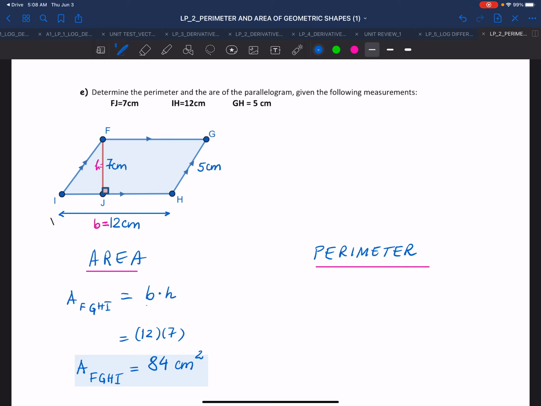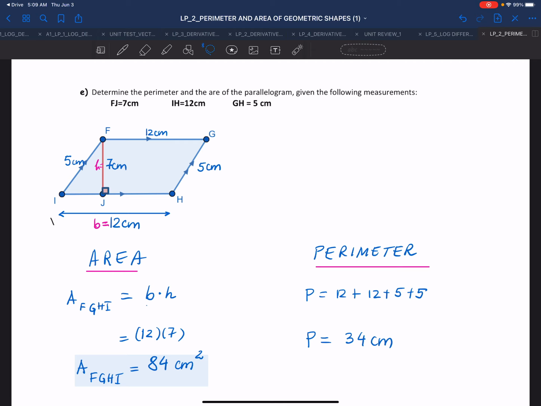Now, notice that we're only given 3 lengths. And for the perimeter, we're going to need all the lengths here in this parallelogram. Recall that in a parallelogram, the two sets of sides will have equal lengths respectively, which makes this side 5 centimeters and this one 12 centimeters. So we're going to say that the perimeter equals 12 plus 12 plus 5 plus 5. And I'm going to say 24 plus 10 or 34 centimeters.